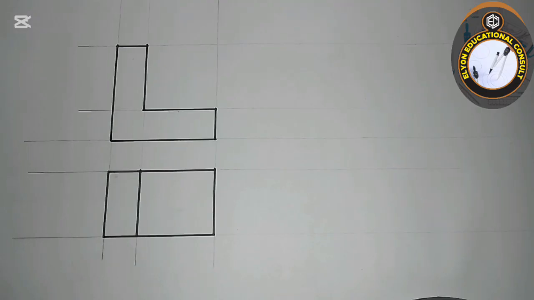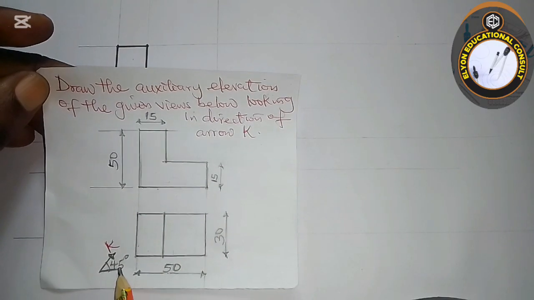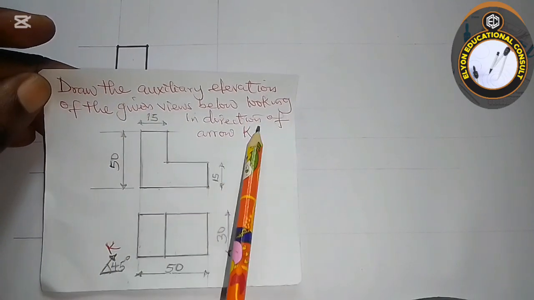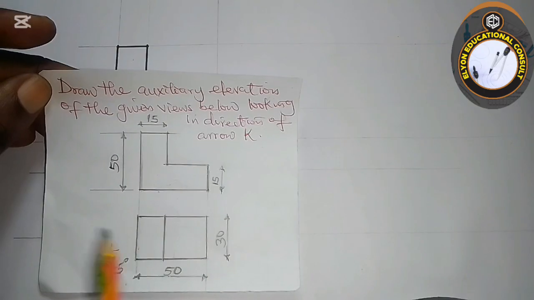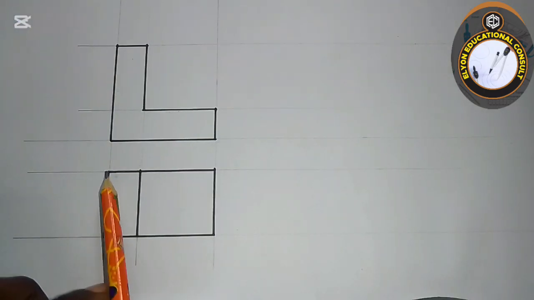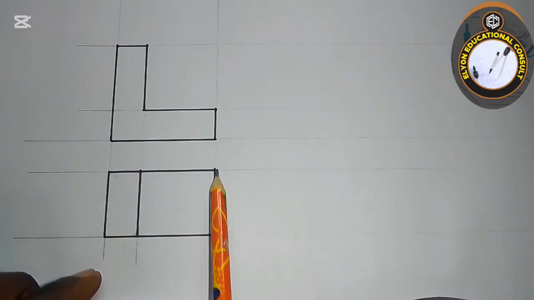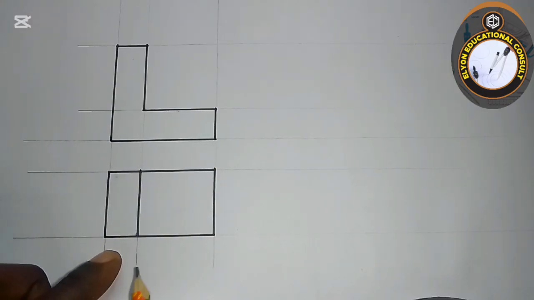The first thing we are going to do, seeing a question like this, we are told that we are going to be viewing in this direction at angle 45. This alone, even without the question, tells us that we are drawing the auxiliary elevation. Which means I'm going to be projecting lines from each of the edges of this plan that we have.